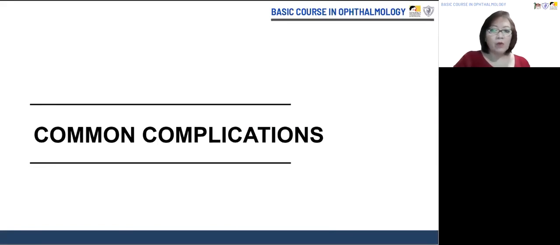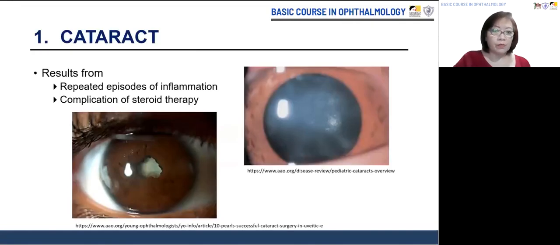Lastly, let's briefly go through some of the more frequently encountered complications in patients with uveitis. All forms of uveitis may develop sight-threatening complications over time. Cataracts can result from repeated bouts of inflammation or as a consequence of chronic steroid use. Performing cataract surgery in these patients can be very challenging and would require special precautions.